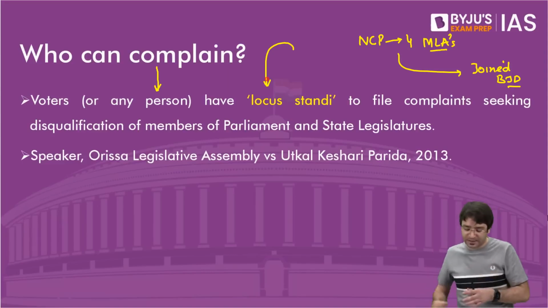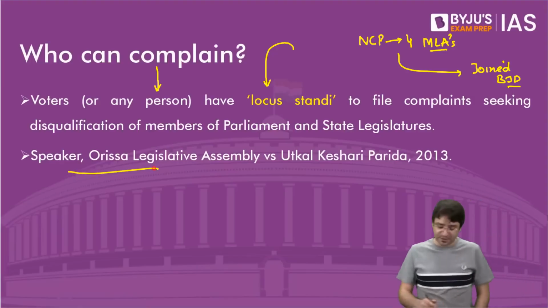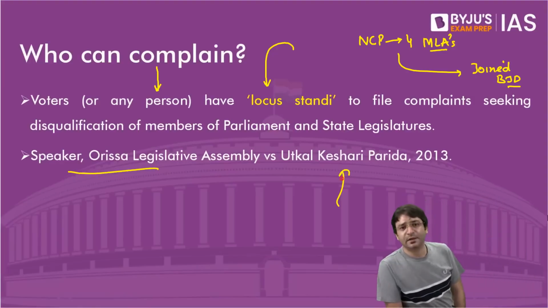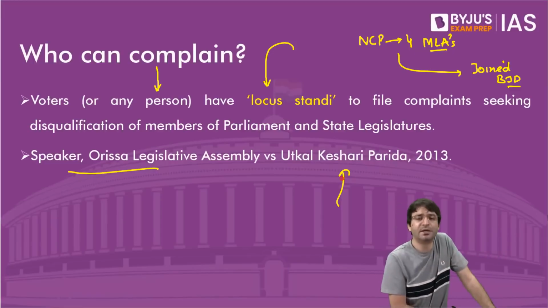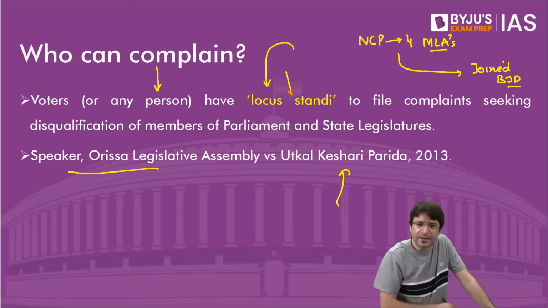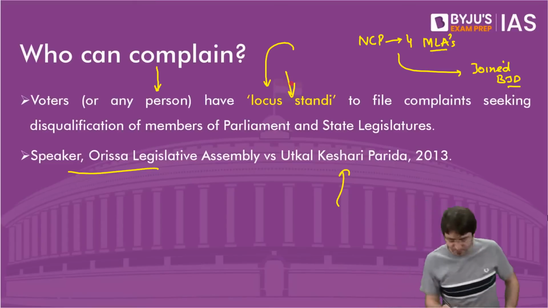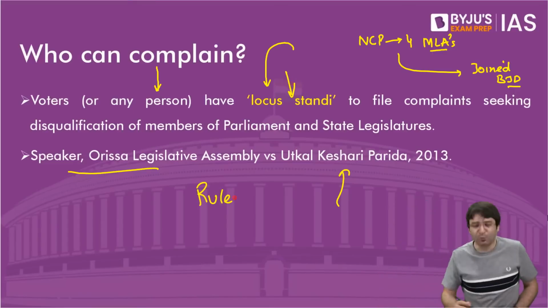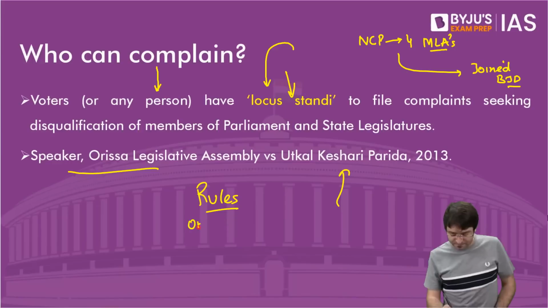This NCP president, Mr. Utkal Keshri Parida, files a complaint before the Speaker. Please take action against these 4 MLAs. They should be disqualified. The Speaker said, I will not accept your complaint. Why? Because you don't have locus standi. What is that locus standi? Because we have rules. What are these rules? Only a member can complain.